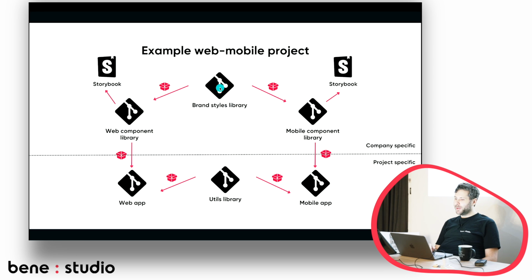And for example, if I change something in the brand styles library, you have a pull request, it will create a new package, update the dependencies in the web component library. It will create a new package, and it will update dependencies in the web app. And it will run the same way on the other side, and also publish the Storybooks. And the same goes for the utils library, or if you change something in the component libraries.